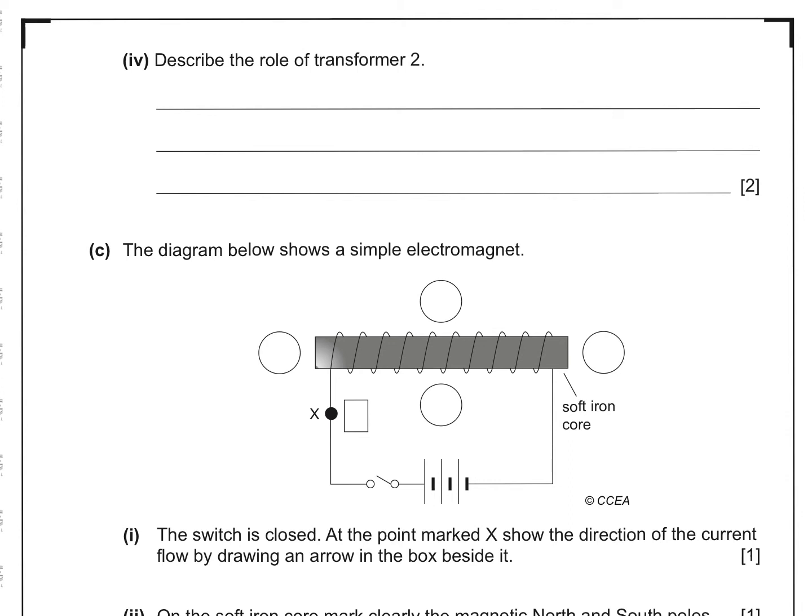Describe the role of transformer 2. Okay, so transformer 2's job is to bring it from the high voltage back down to the voltage that you would need in your home. And we need in our home somewhere in the region of 220, 230, 240 volts. The mark scheme allows somewhere in that region. So 230 would be a nice value in the middle there to pick.